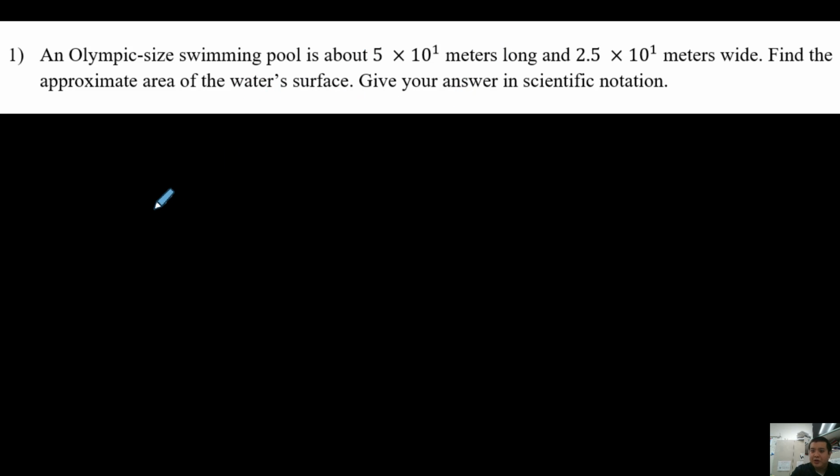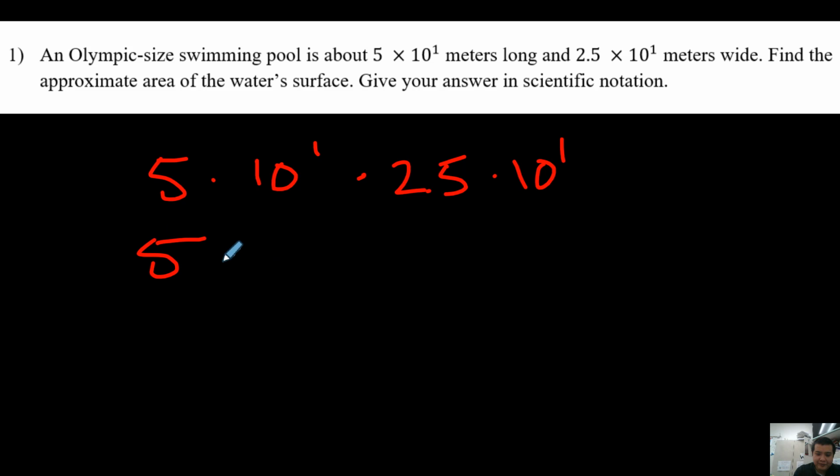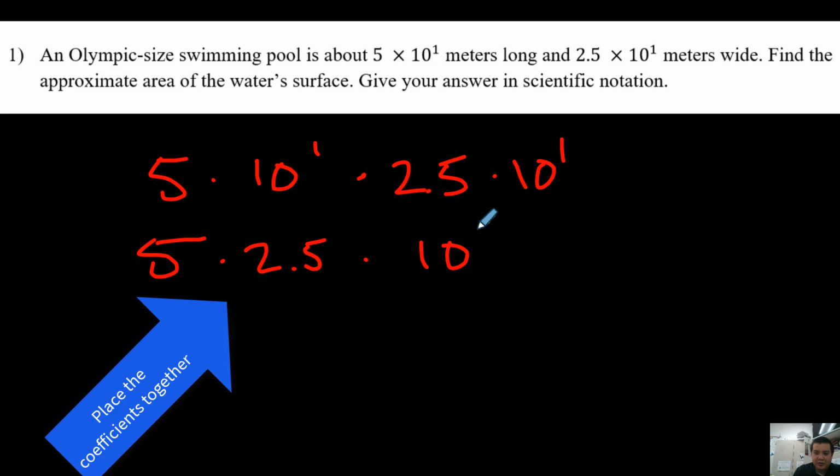So, the first part is to multiply the coefficients. Actually, let me show it this way. 5 times 10 to the 1, okay, that's the length. We're going to multiply that by 2.5 times 10 to the 1 as well. Now we know that multiplication is commutative, so I can rewrite this as 5 times 2.5. Those are the two coefficients, times 10 to the 1 times 10 to the 1.